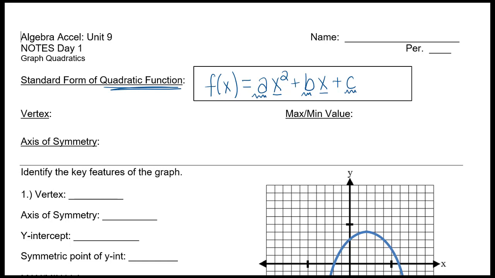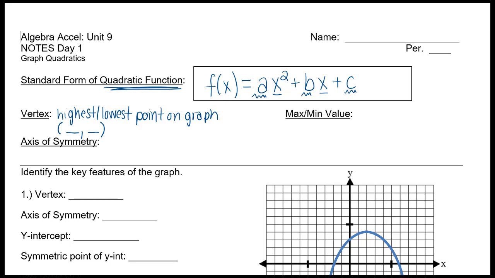But for now, we're just going to be looking at our functions and pulling out some key characteristics. One of those characteristics that's different is this idea of a vertex. And that vertex is going to be the highest or lowest point on the graph. And with this, we are going to write it as an ordered pair, so x comma y.